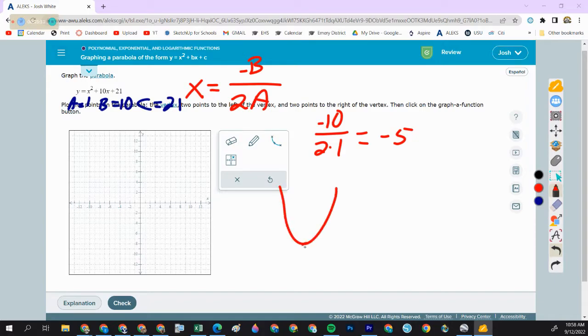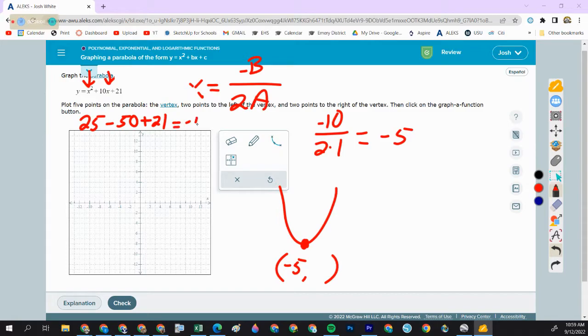So I have a parabola with a vertex somewhere on this graph, and I know that that point is negative 5 comma something. How do I figure out what that something is? Plug negative 5 into the equation. So we stick negative 5 in there, and we get 25 minus 50 plus 21. And that gives me negative 4. So the vertex is negative 5, negative 4, right there.